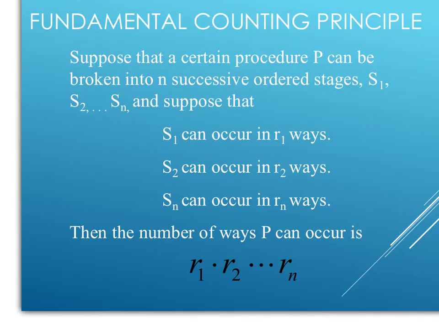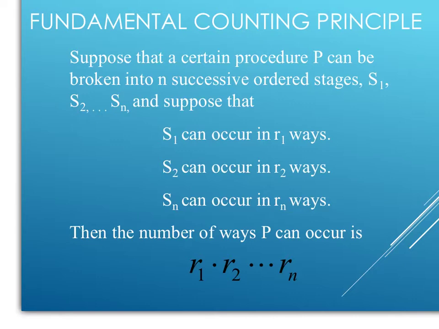Alright, the first method we have to talk about, and that one we will use quite often, is called the fundamental counting principle. And that says that suppose a certain procedure P can be broken into successive ordered stages n. And suppose that stage 1 can occur in R1 ways, stage 2 can occur in R2 ways, stage n can occur in Rn ways. Then the number of ways P can occur is R1 times R2 times R3.